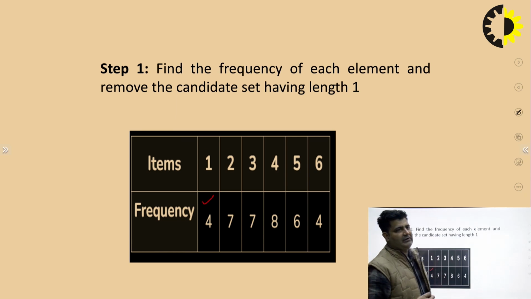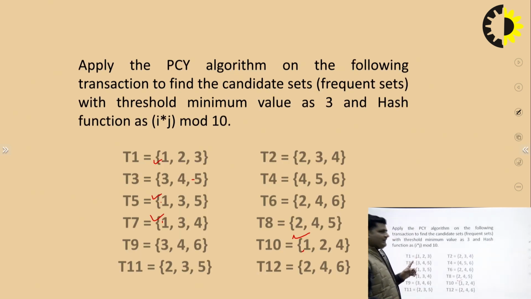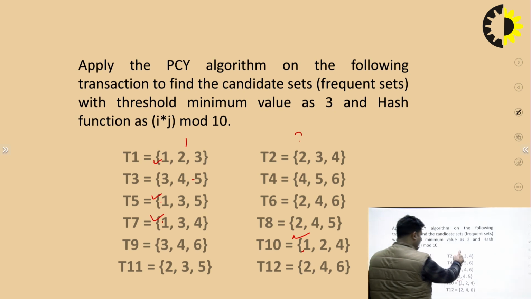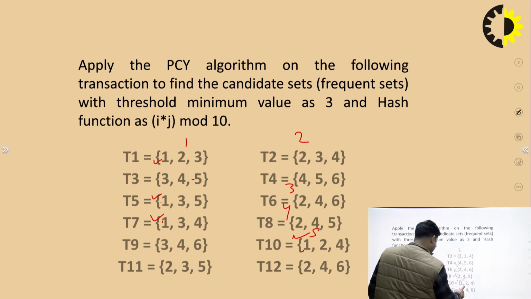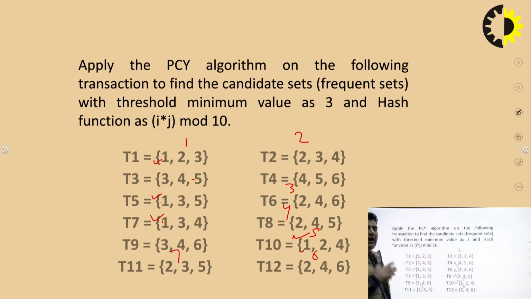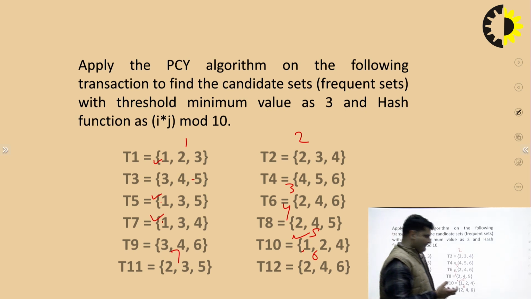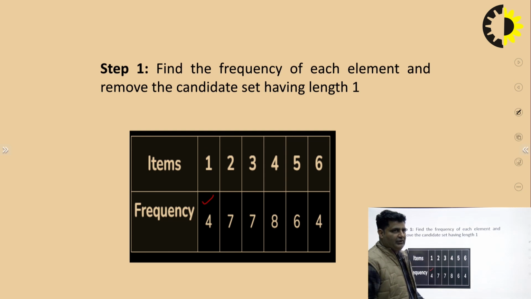Similarly we find the frequency of item number 2. Item number 2 is purchased 7 times, meaning the frequency of item 2 is 7. Out of these 12 transactions, item number 2 is purchased 7 times. Similarly we find the frequency count of each item. So we have 6 items and we have the frequency of every item. This item is sold 7 times, then 7, then 8, then this one. This is the first step of this algorithm.